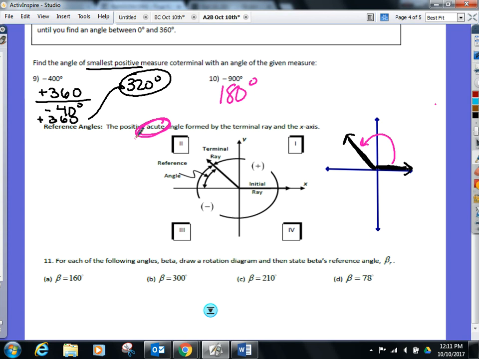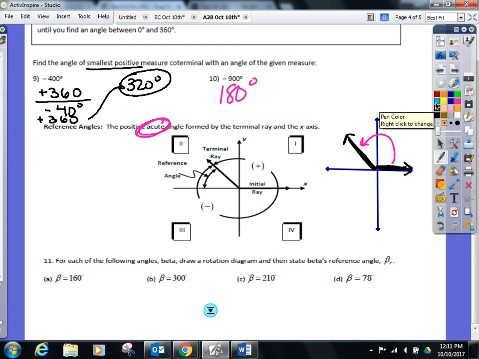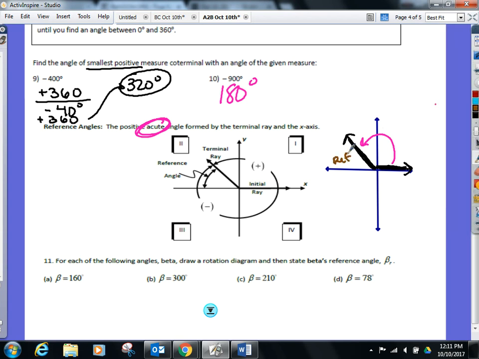Between 0 and 90. Okay, so every angle has an angle that's called a reference angle that's between 0 and 90, and this is how it's formed. It's formed between the terminal side and the X, not the Y, terminal side and the X-axis. So this angle right here, I'll abbreviate it REF for reference angle. That angle right there would be my reference angle. All right, every angle has a reference angle that's between 0 and 90.